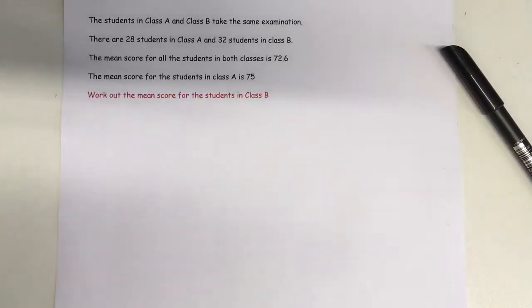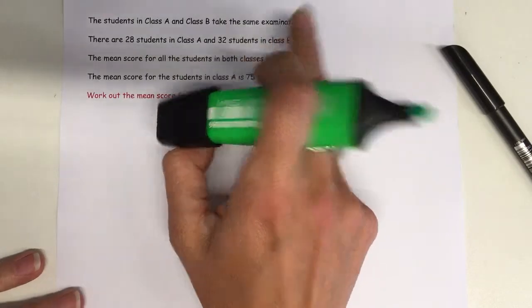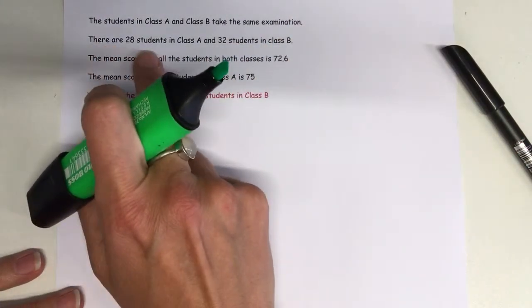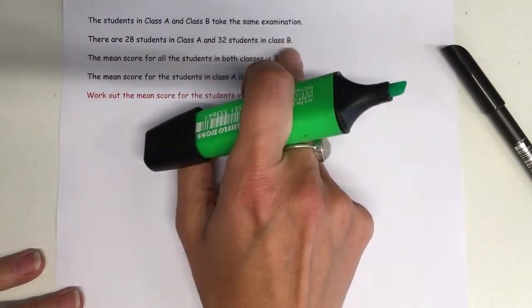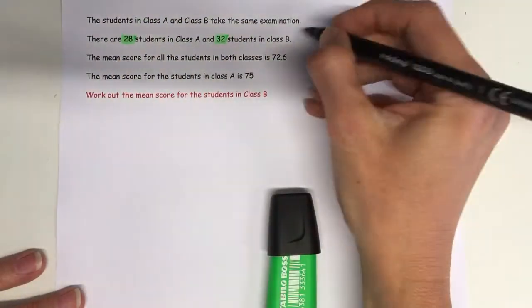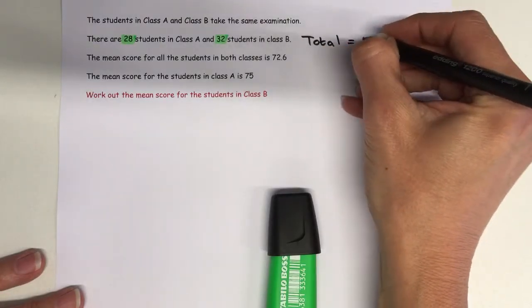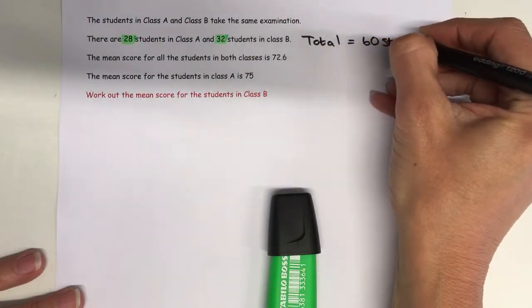Okay, we're going to look at how we can use the mean in a problem solving question. Now this question has quite a lot of information, so you have to pick out the most important piece of information first. So it says the students in class A and class B take the same examination. There are 28 students in class A and 32 students in class B, so that's important. So in total, that's the first thing I'm going to do. I'm going to total the two together, and there are 60 students.